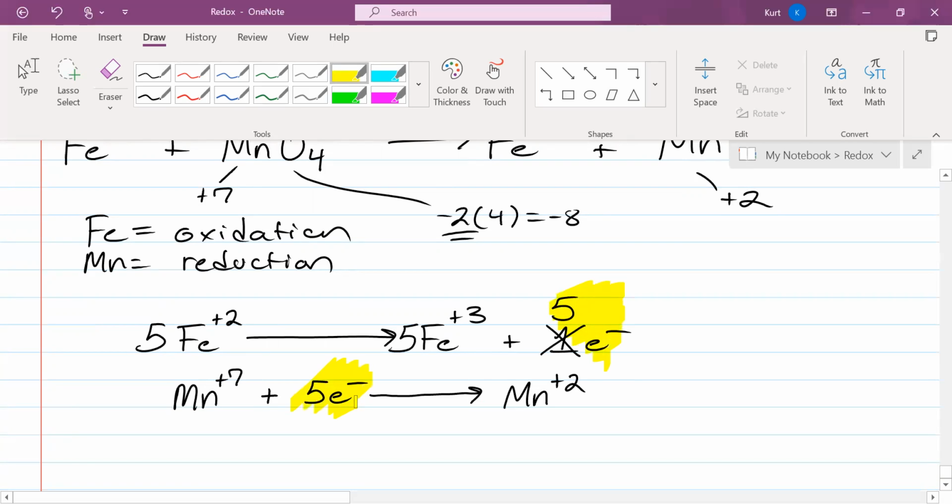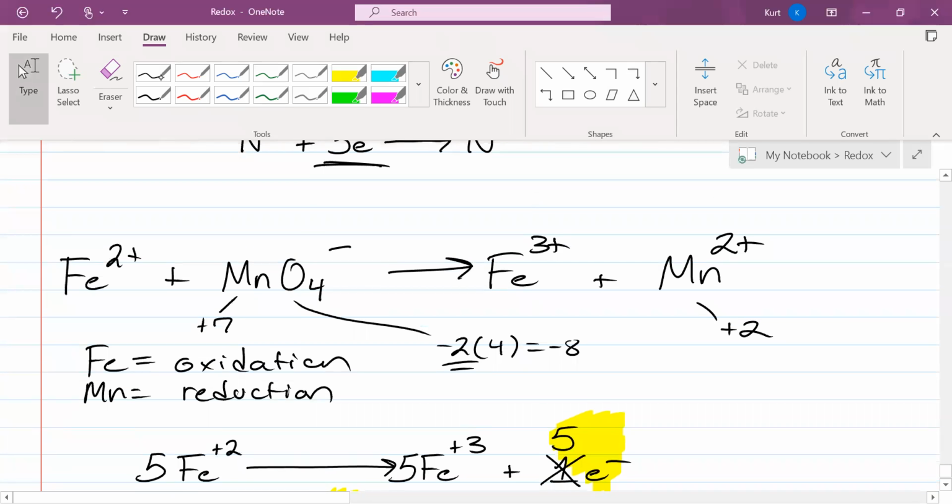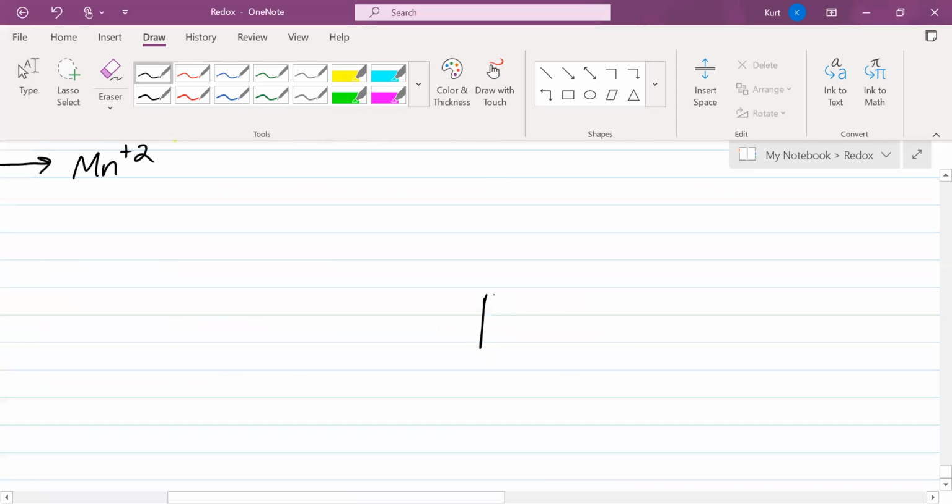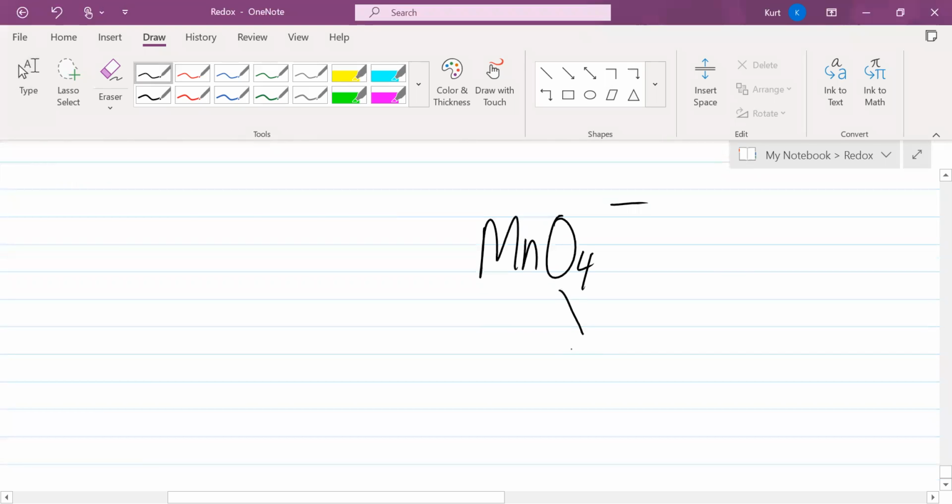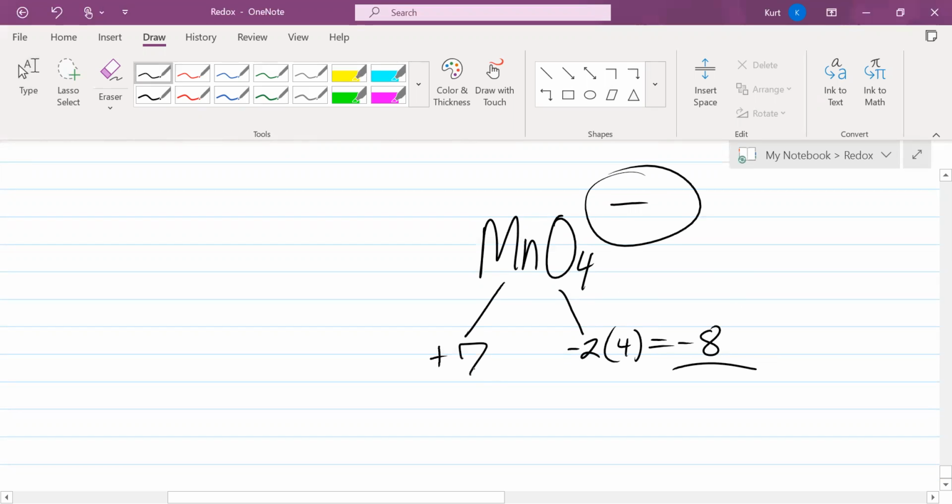Yes? Where I got the what? Okay, so here's MnO4 with a -1 charge. That means the sum of both of them must be equal to -1. So oxygen is always going to be -2, or most of the time it will be -2. There are 4 oxygens, Kayla, so what's -2 times 4? So that means that manganese must be +7 in order for that to be -8, for the sum to be -1. You got it? Okay.